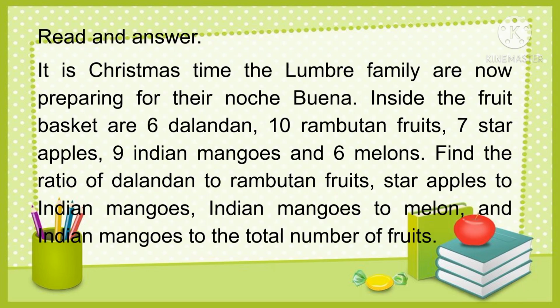For our third activity, read and answer. It is Christmas time. The Lumbre family are now preparing for their Noche Buena. Inside the fruit basket are 6 dalandan, 10 rambutan fruits, 7 star apples, 9 Indian mangoes, and 6 melons. Find the ratio of dalandan to rambutan fruits, star apples to Indian mangoes, Indian mangoes to melon, and Indian mangoes to the total number of fruits.